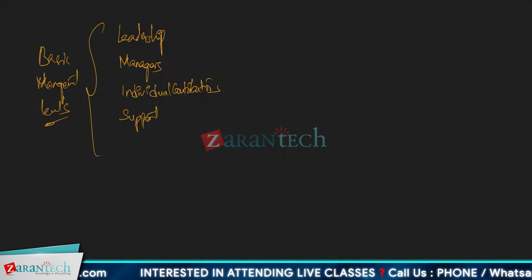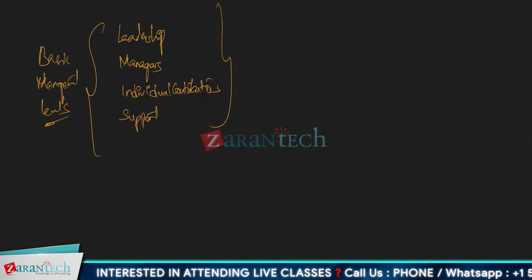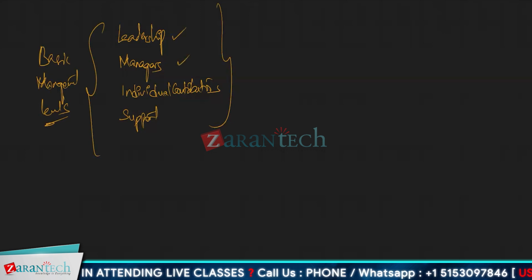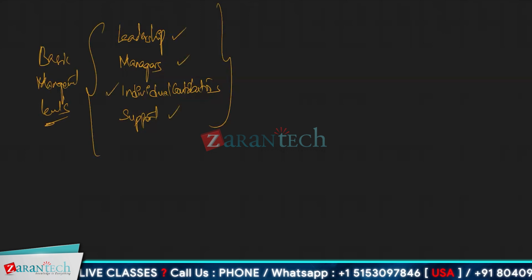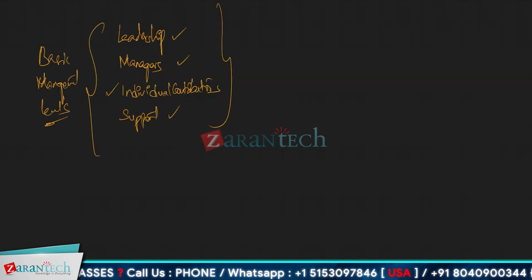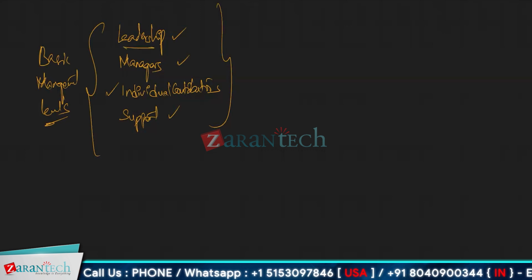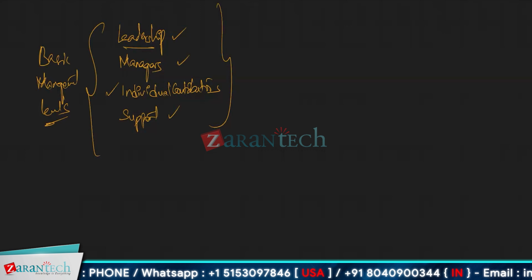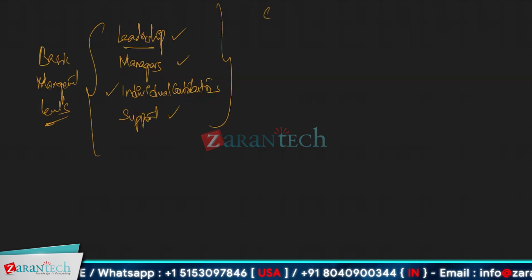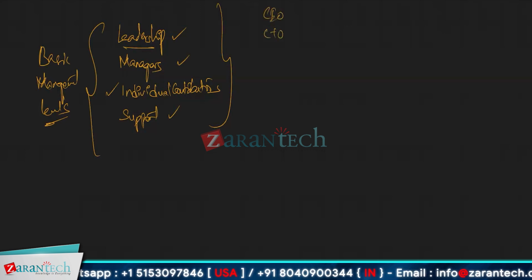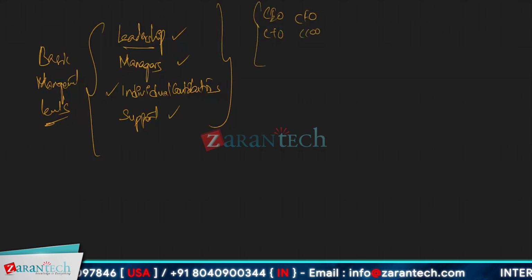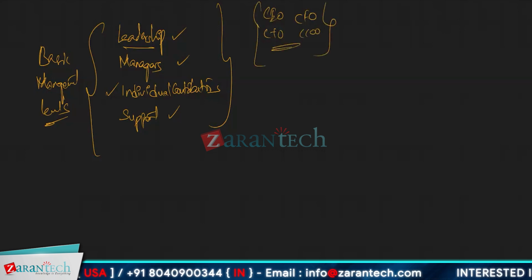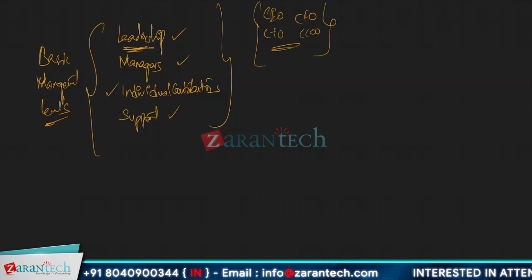Now, some clients use just four management levels: leadership, managers, individual contributors, and support. So when you are creating a job profile, you will define that this job profile belongs to the leadership management level. All the leadership level job profiles like the CEO, CTO, CFO, COO, those kinds of job profiles that fall under the leadership category will all be assigned leadership as the management level.